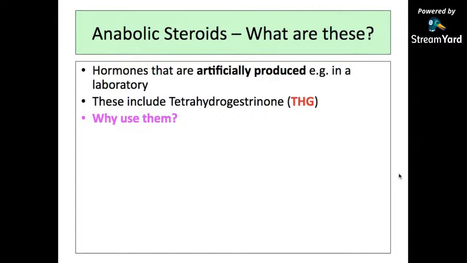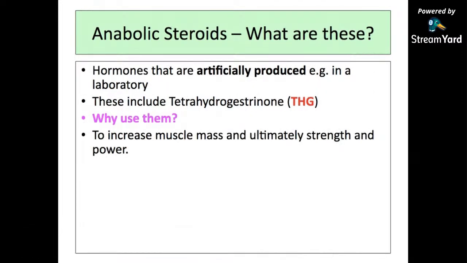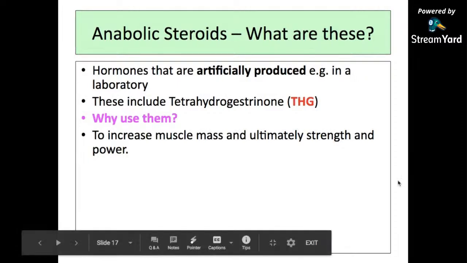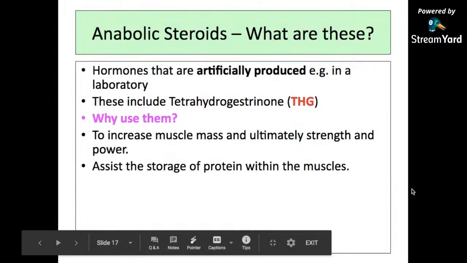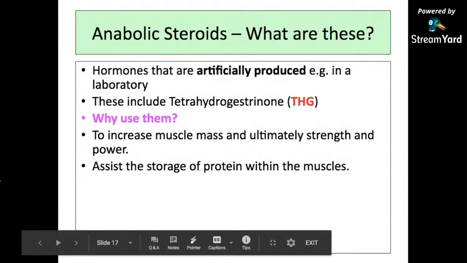So why would an athlete actually use them? Well, ultimately, they're going to increase your muscle mass, and therefore, if you've got larger muscles, then you are able to have a greater strength and power output. So strength and power. They assist with storage of proteins within the muscles themselves.